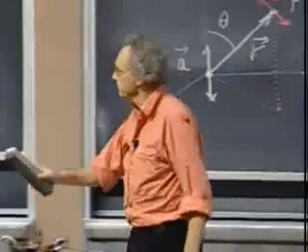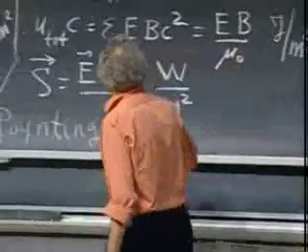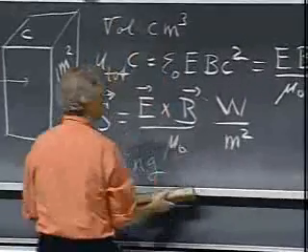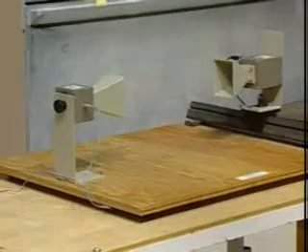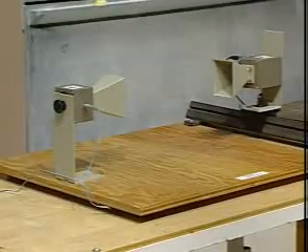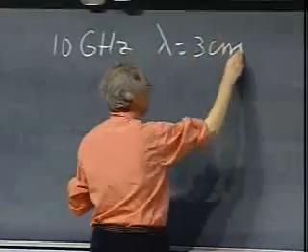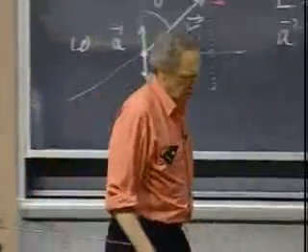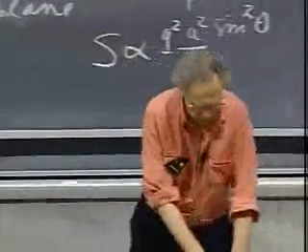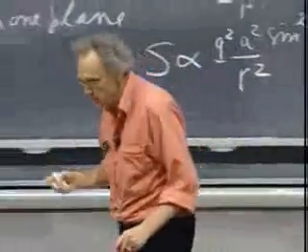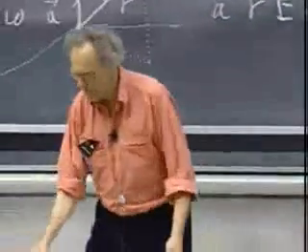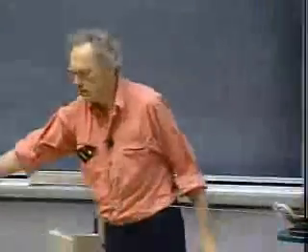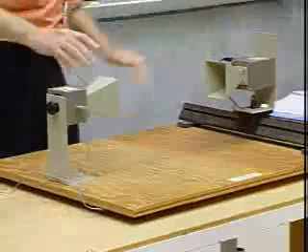I have here a transmitter which transmits at 10 gigahertz. That is a wavelength of 3 centimeters. You wouldn't call that radio, you would call that radar, but that's just a matter of names. And we have also a receiver. We have a transmitter and we have a receiver. The transmitter is here, and the receiver is here.